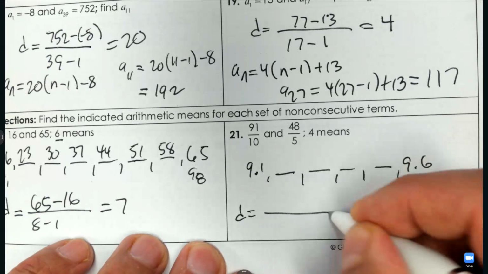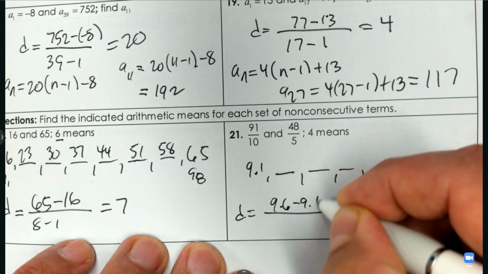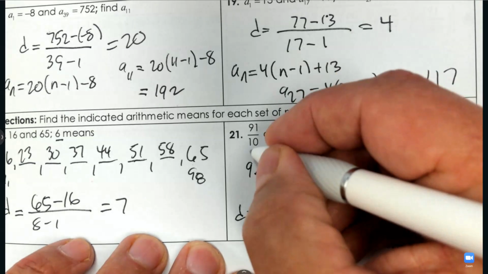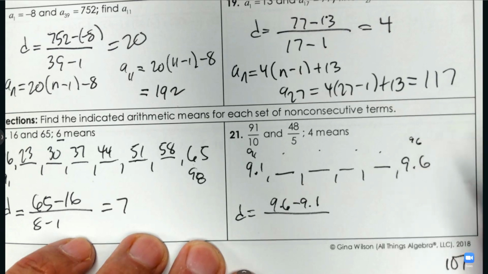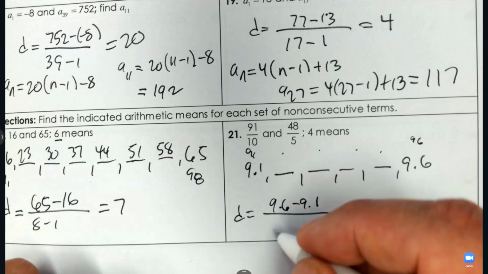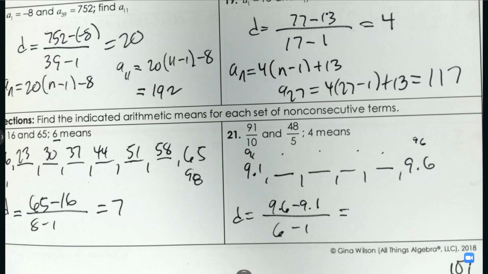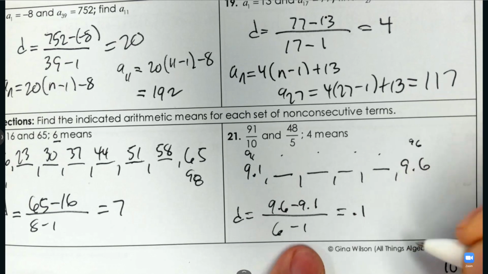So to find the common difference, take 9.6, take away 9.1. And then how many terms do I have? So A1, 2, 3, 4, 5, 6. So I'm going to go 6, take away 1, and then use my calculator. It's going to be a decimal answer. So I'm going to go 9.6 subtract 9.1. I get 0.1 as my answer.